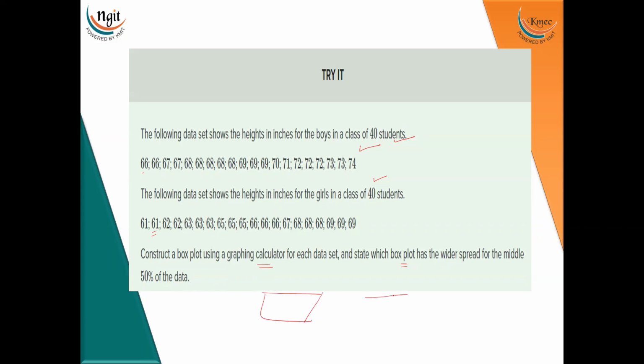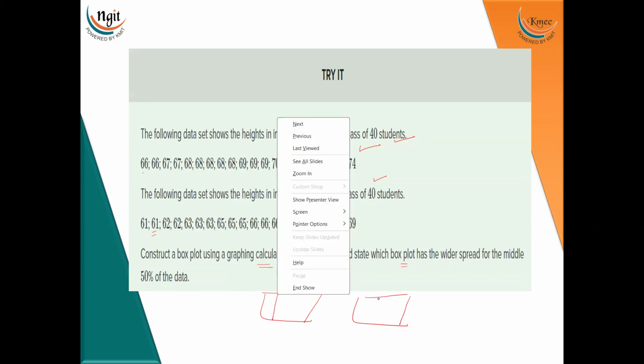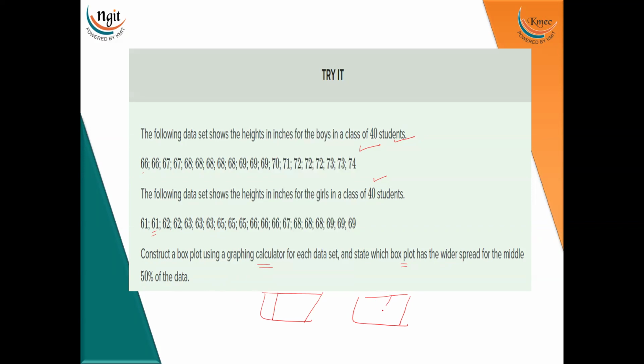So if you draw two box plots for this, one maybe you got like this, the other maybe you got like this. Then the question is which box plot has the wider spread for the middle 50% of the data. By seeing these box plots, we can say that this second one has the wider spread for the middle 50% of the data. Why? Because this one has less, here it has more. So obviously this has the wider spread for the middle 50% of the data.